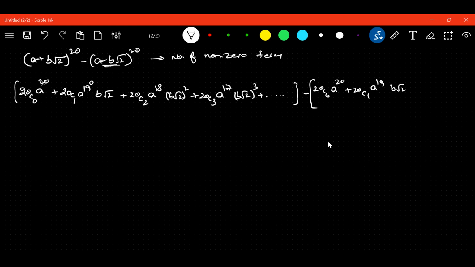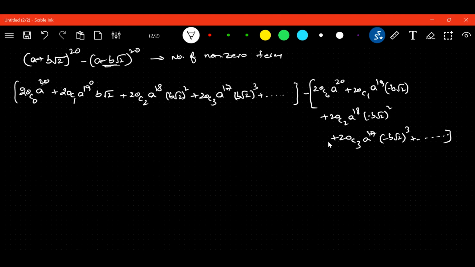It will be minus b root 2. So this term should be minus 20C1 a to the power 19 b root 2. Right. What is the next one? Plus 20C2 a to the power 18 minus b root 2 whole square. Next, plus 20C3 a to the power 17 minus b root 2 whole to the power 3, and so on. Am I right? Yes sir.